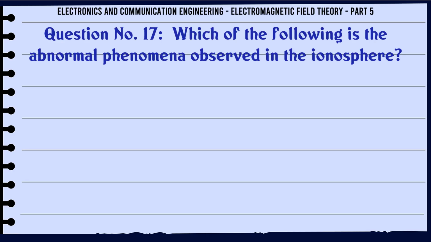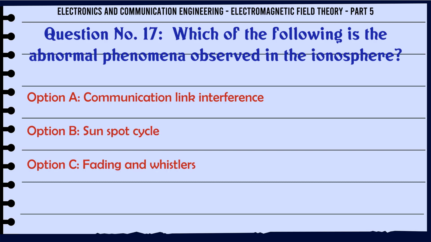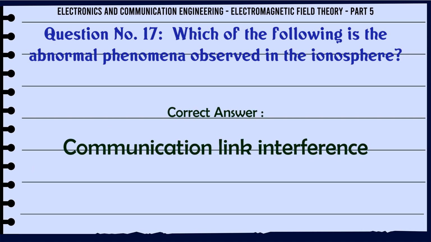Which of the following is the abnormal phenomena observed in the ionosphere? A. communication link interference. B. Sunspot cycle. C. Fading and whistlers. D. Tides and winds. The correct answer is communication link interference.